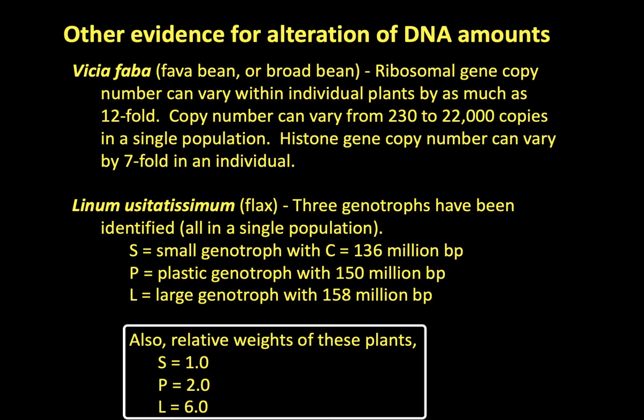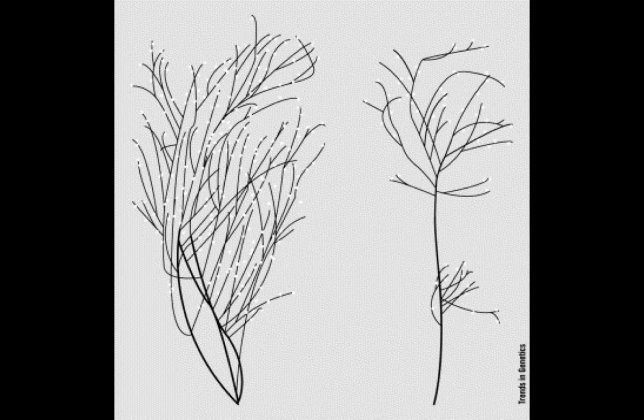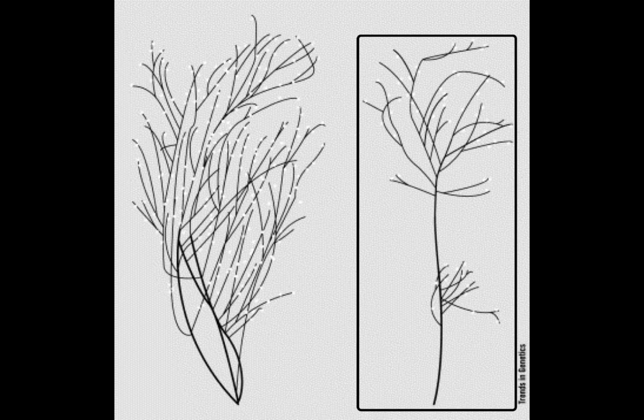So here are the relative weights of the plant. The plastic type is twice as large as the small type, and the large type is larger than that. And again, even though the genomes are different, the plants have exactly the same gene makeup, and they can be crossed, and when they're crossed, they still make the small, plastic, and large types. And here are a couple of those plants. This one is the large type, and this is the small type, and then the plastic type would be about twice as large as that small one.